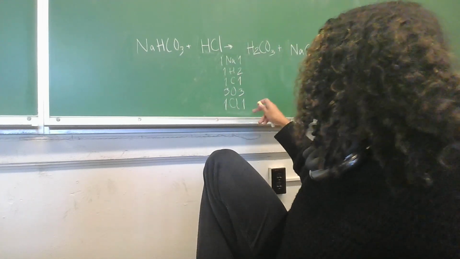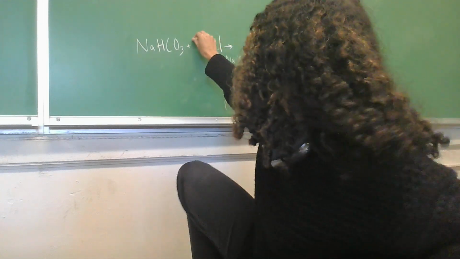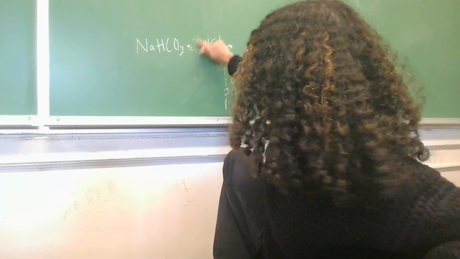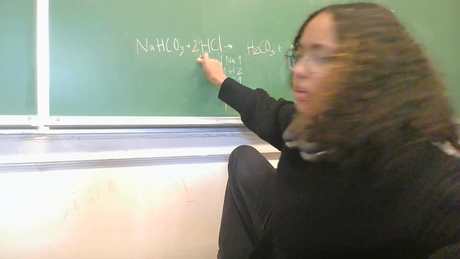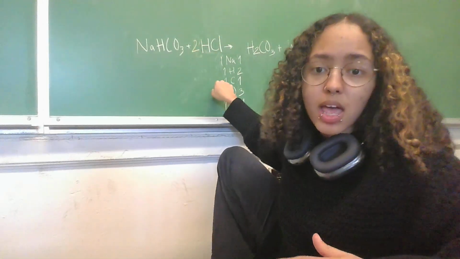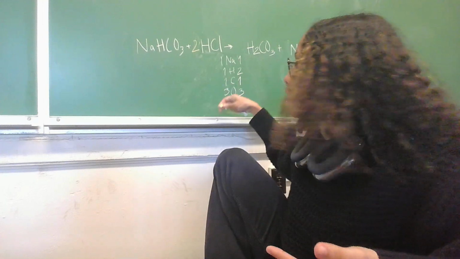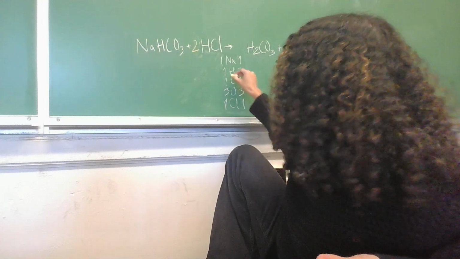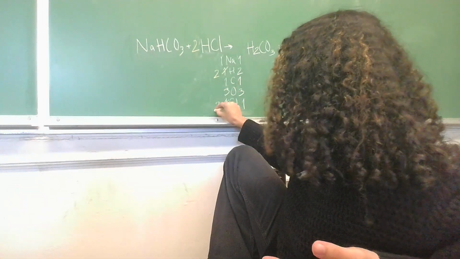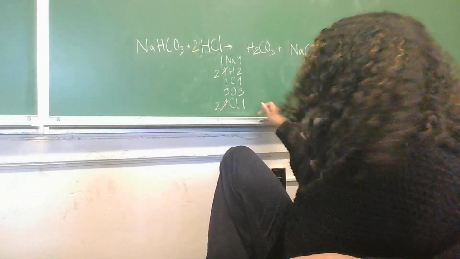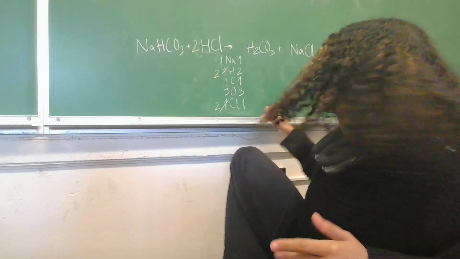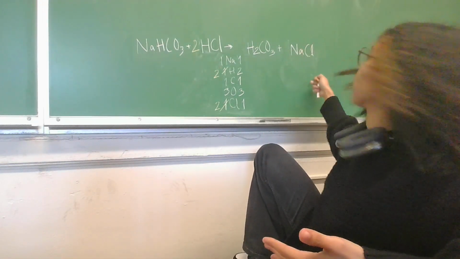So I would just put a 2 here in front of the hydrochloric acid, as the coefficient, and that means I change the amount of hydrogens and also chlorines that I have on the reagent side. So right now I have 2 hydrogens and 2 chlorines on the reagent side, and so now my chlorines are not balanced. So I will go on the product side and fix that.